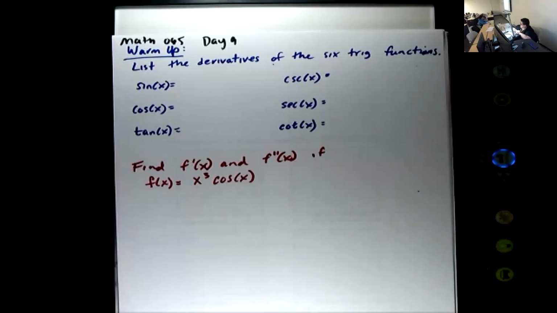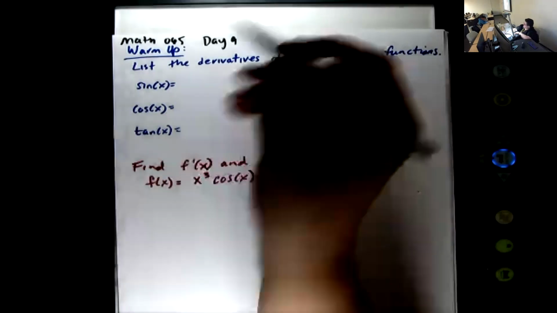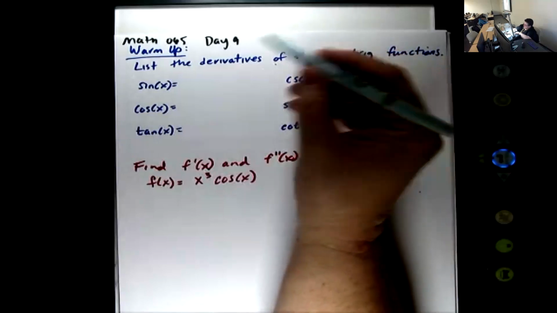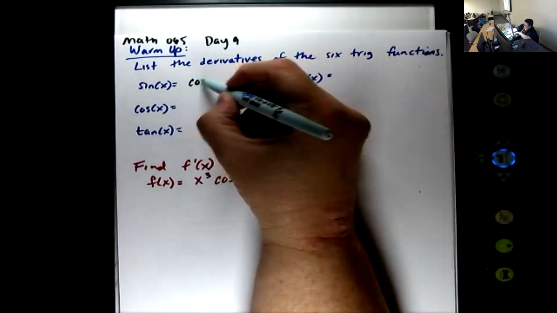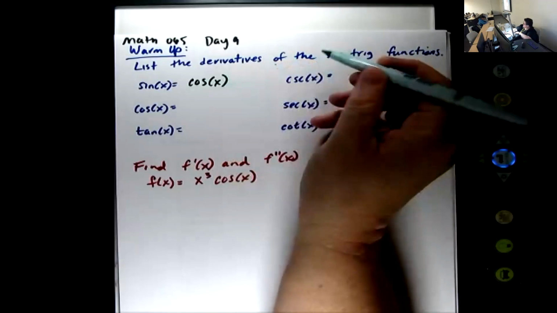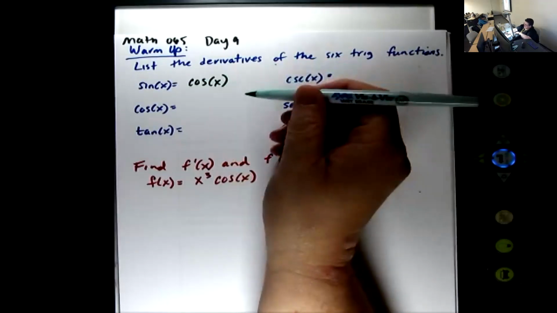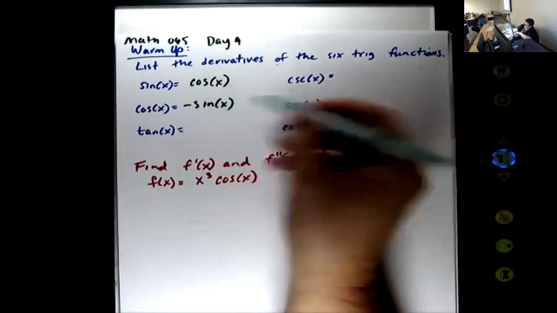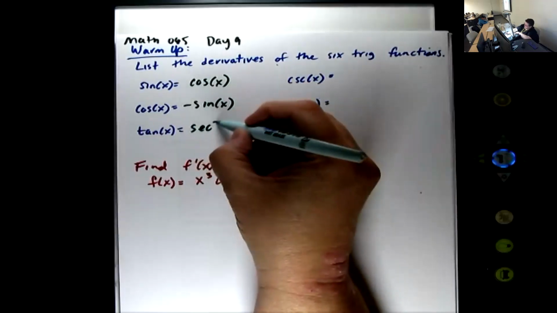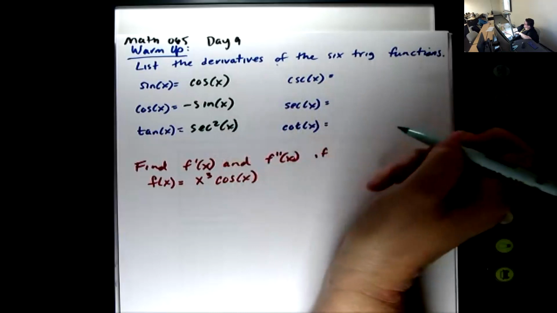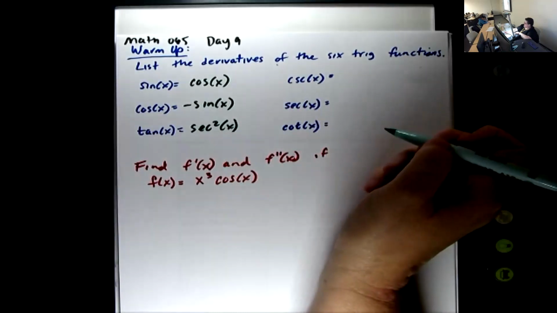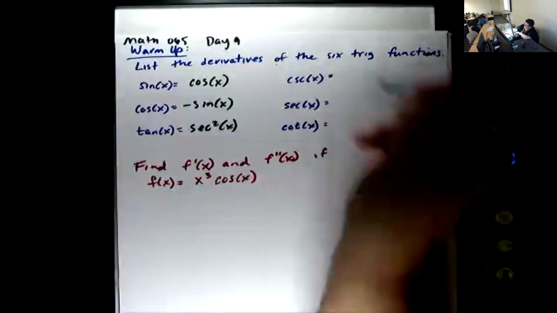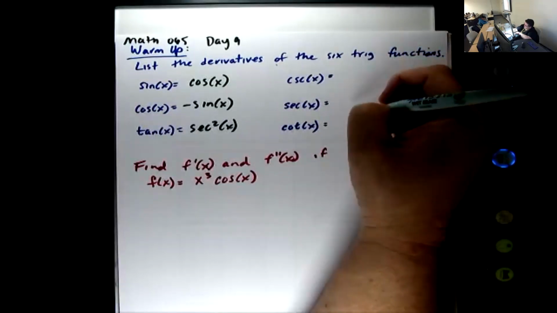All right, who can help me with the trig derivatives? Go for it, Matthew. Cosine of x. I assume you're going down the left side. Negative sine of x. Secant squared of x. Want to keep going? Someone's got to go. Negative cosecant times cotangent.